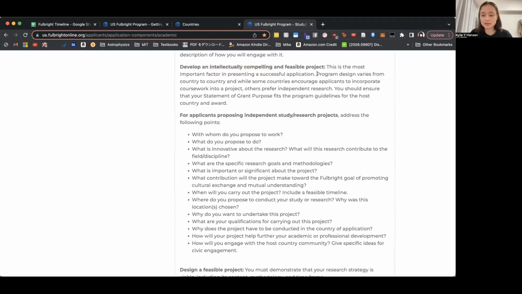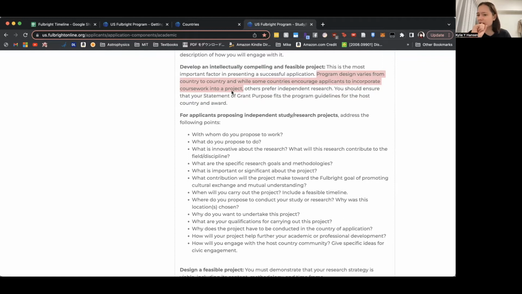As it says here, it varies depending on country. Some countries encourage applicants to incorporate coursework into the project. Yeah, so if you go back to the other page about the country by country specific aspects, it might list here that they would encourage coursework in the project.